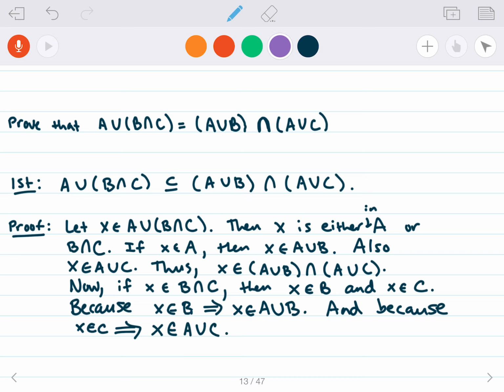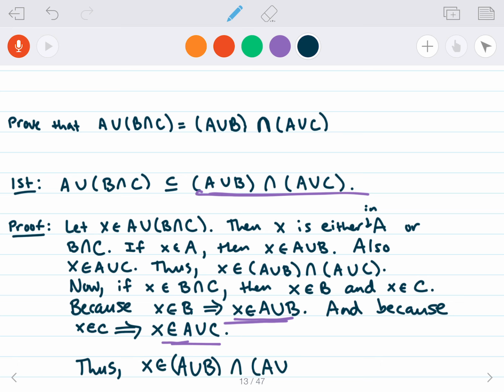Okay, so what were we trying to prove? We were trying to prove that X is in the intersection in this second case. So we've shown that X is in A union B and X is in A union C, which is precisely what it means to be in the intersection. Thus, X is in (A union B) intersect (A union C). Cool. All right, so we're done.